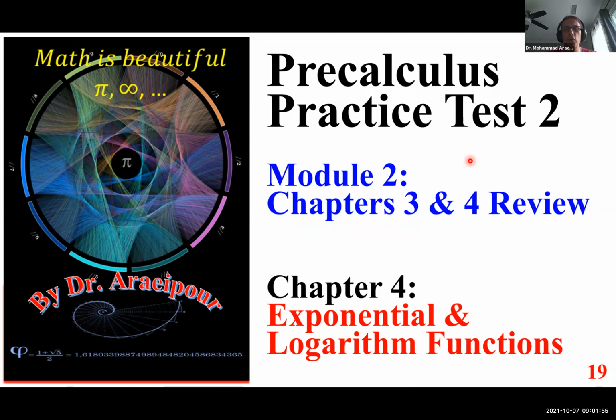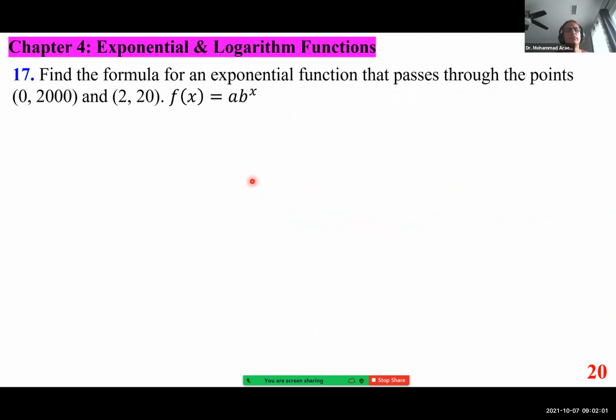Review, here's Chapter 4, Exponential and Logarithmic Functions. We want to find the formula for an exponential function that passes through the given points, (0, 2000) and (2, 20). And of course, f of x is in the form of a b to the power of x.